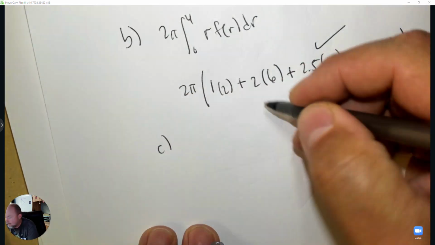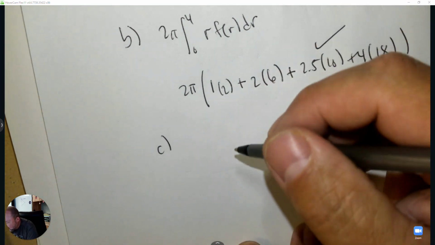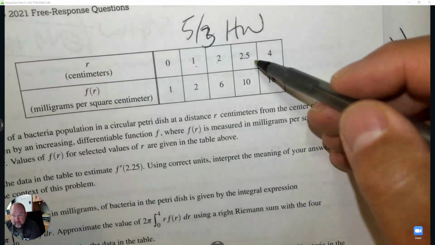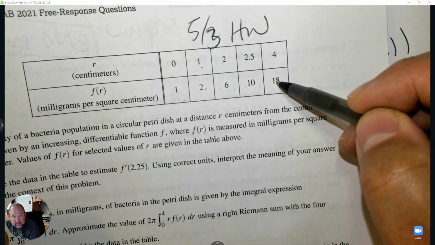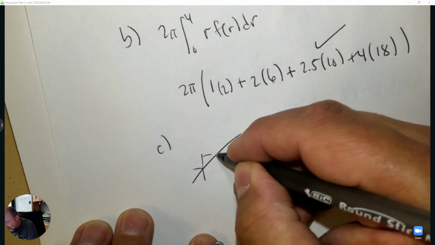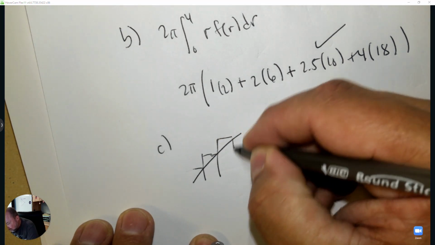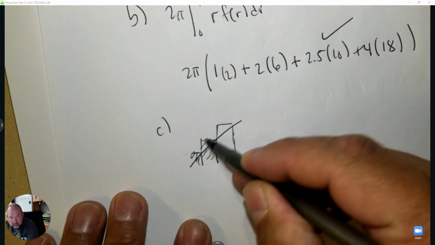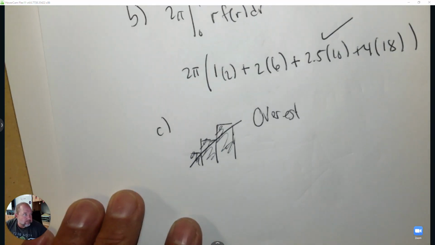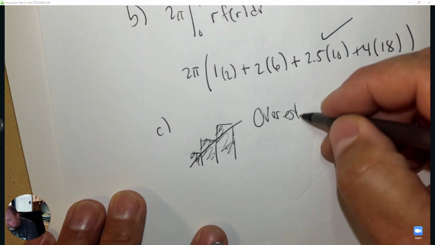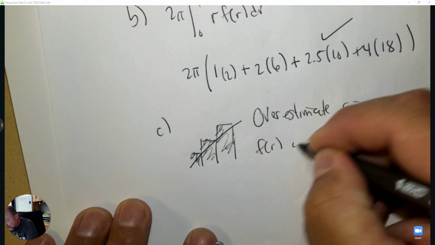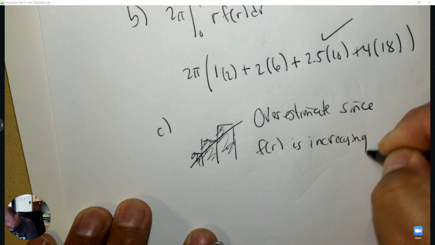Part C. Is the approximation an overestimate or an underestimate of the total mass? To understand if it's an over or under, I need to know if it's increasing or not. You can see this is increasing going to the right. Because it's increasing and it's a right Riemann sum, I'm going to draw that picture. What does a right Riemann sum look like? You can see that the rectangles are over that amount. So this is an overestimate. Why? Since f of r is increasing with a right Riemann sum.